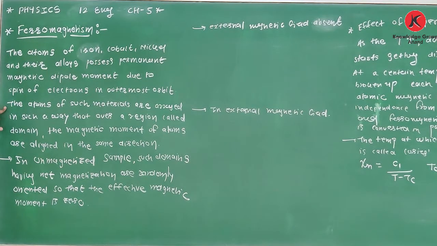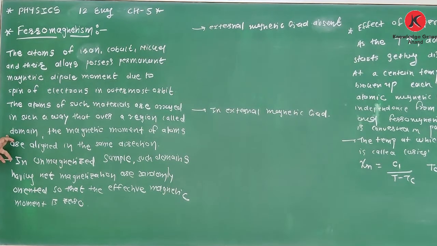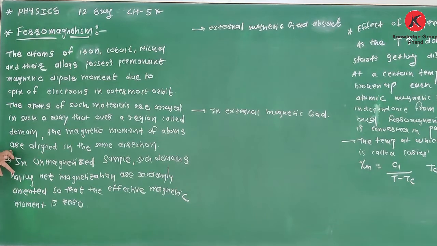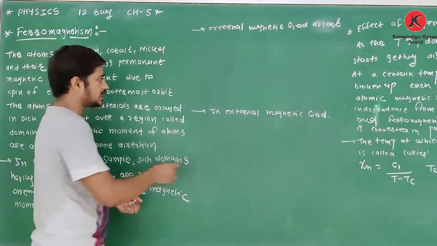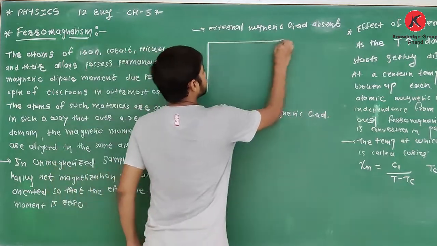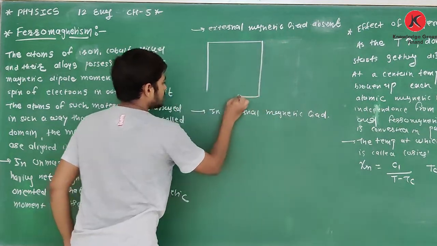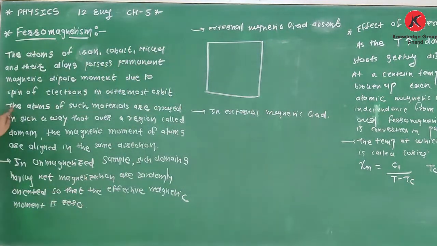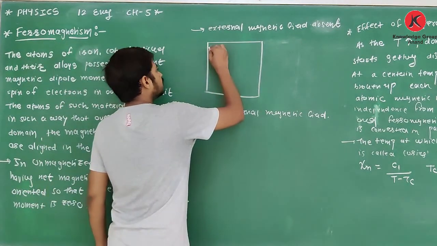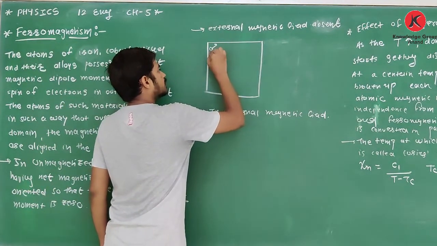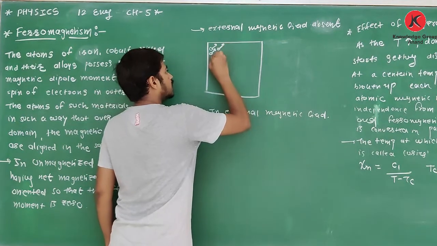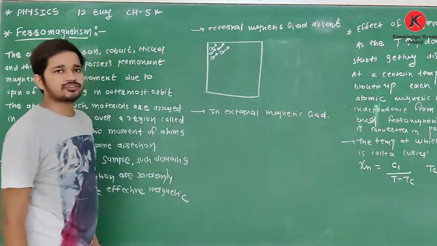Now, the atoms of such materials are arranged in such a way that over a region called a domain, the magnetic moments of atoms are aligned in the same direction. What is the meaning of this? See here, if it is one ferromagnetic material, then over a region called a domain, the magnetic moments of atoms are aligned in the same direction. If I take this region, the magnetic moment of one atom, another atom, a third atom, a fourth atom, they are all the same in this direction.